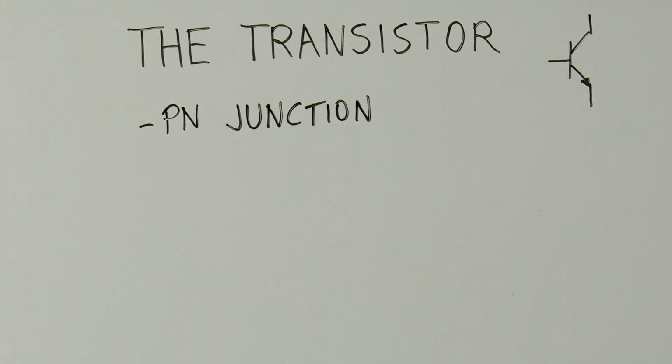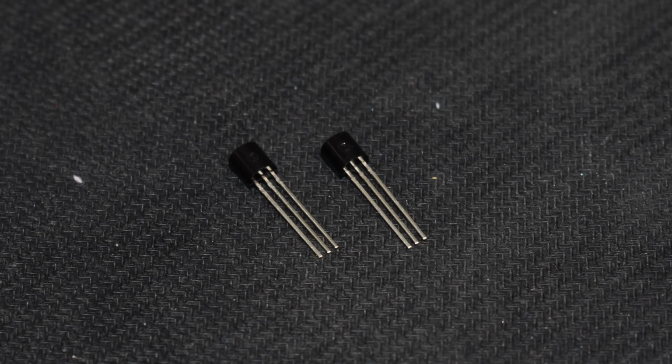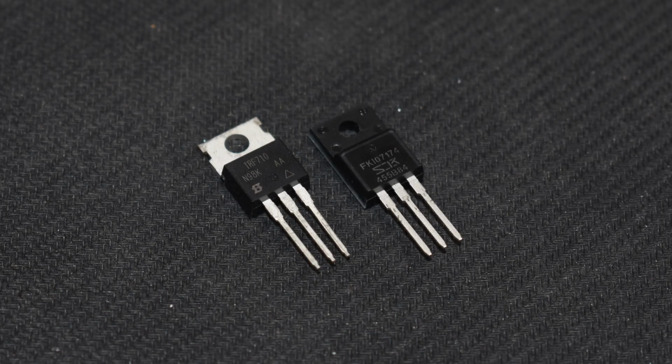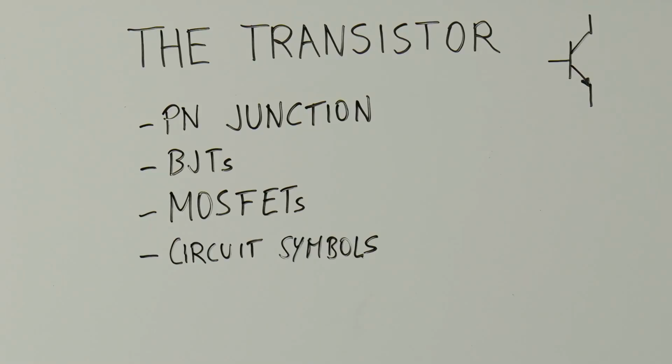We will first revise the PN-junction and then discuss the first form of transistors, the BJTs. We'll dive into MOSFETs and their different variations, and finally, we will look at the schematic symbols of the various transistor types.